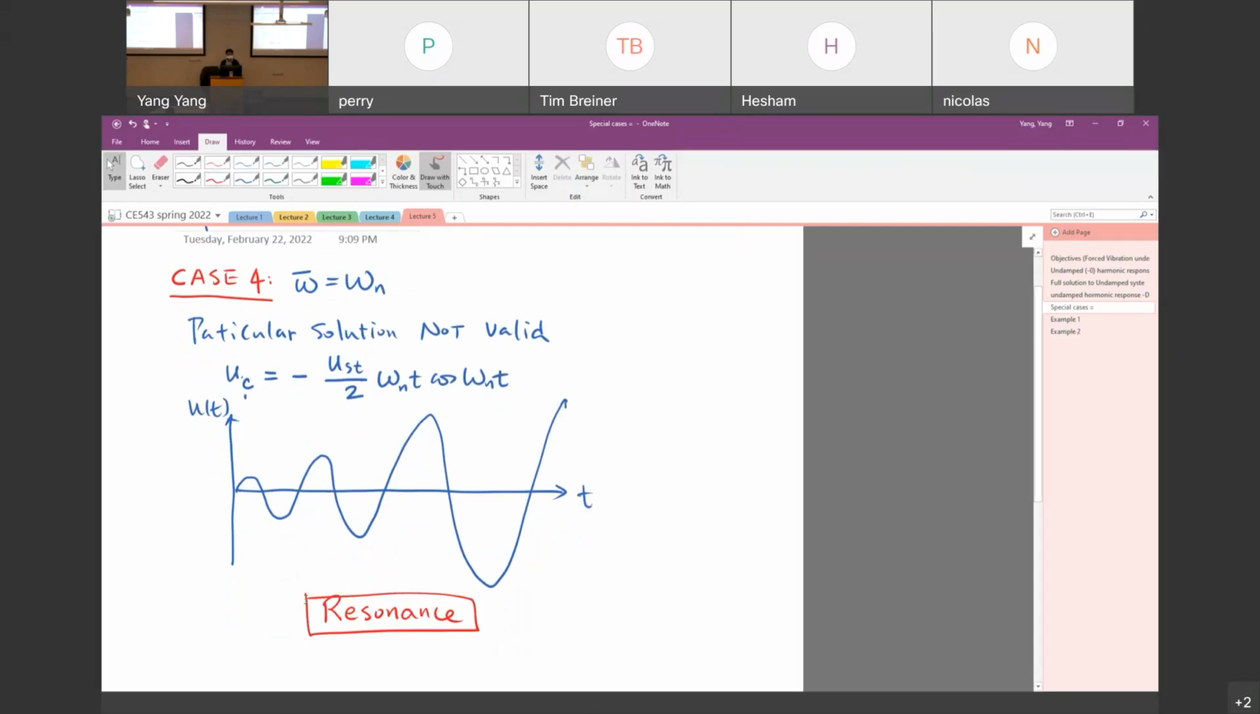Those are the four special cases, especially that's pretty interesting. So any questions? Are you ready for some examples? Yes. Okay.